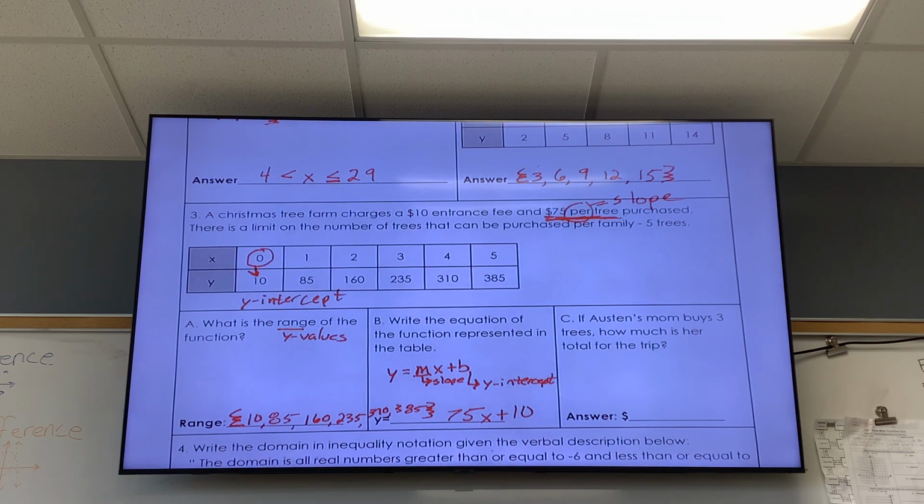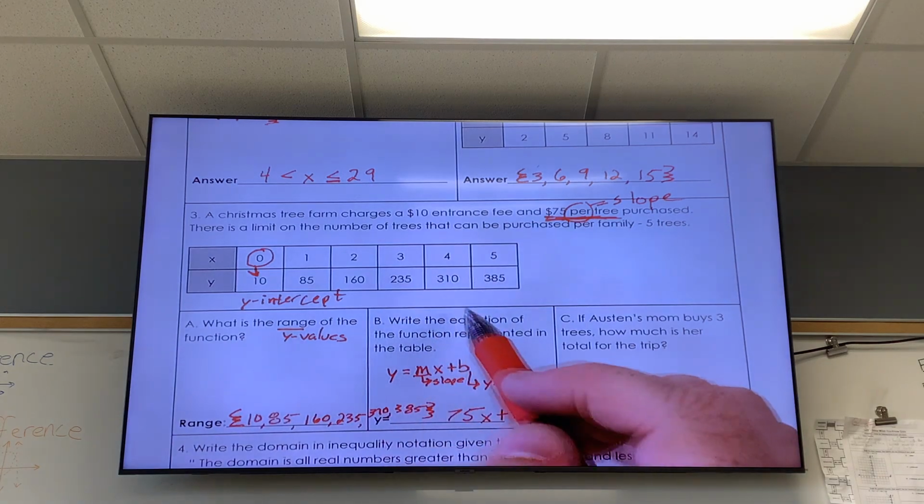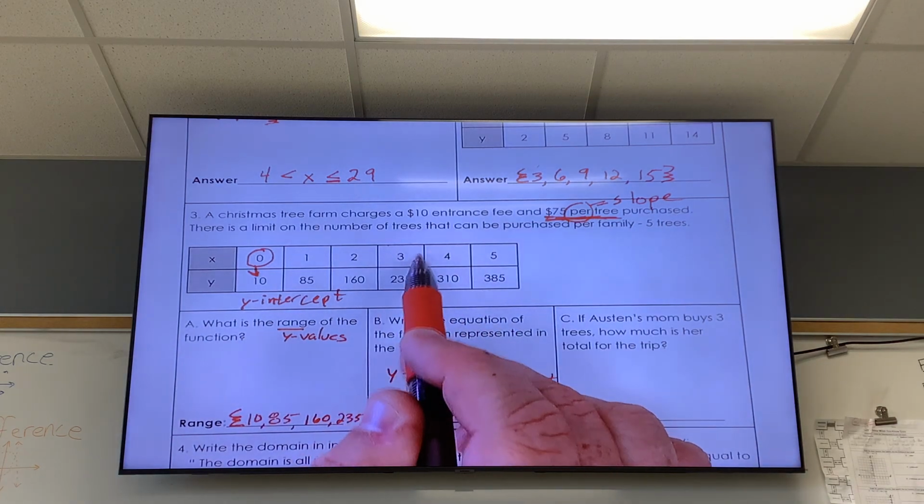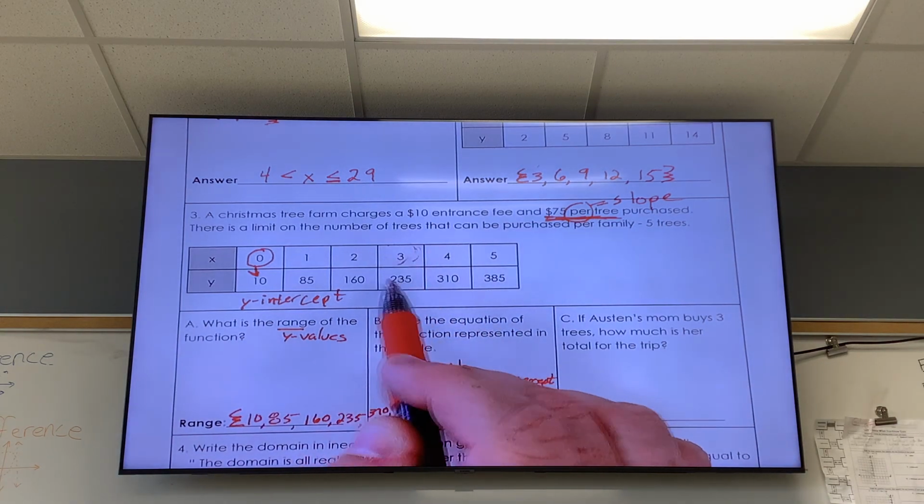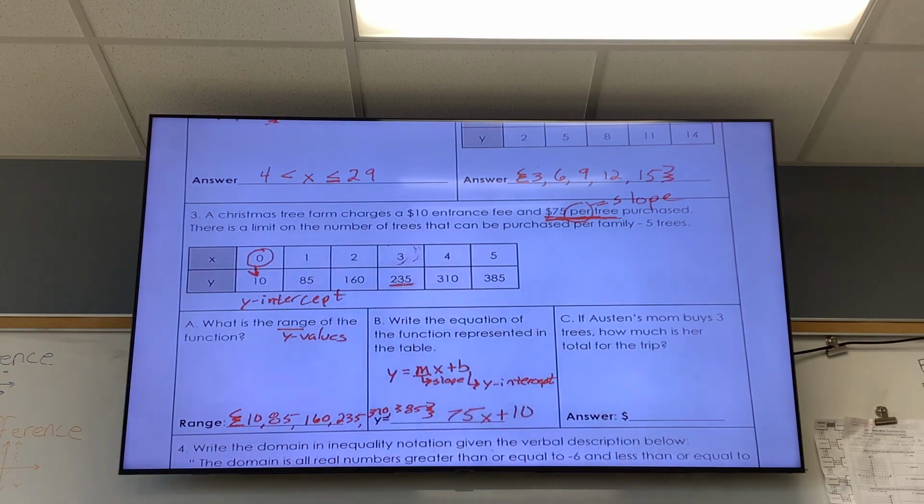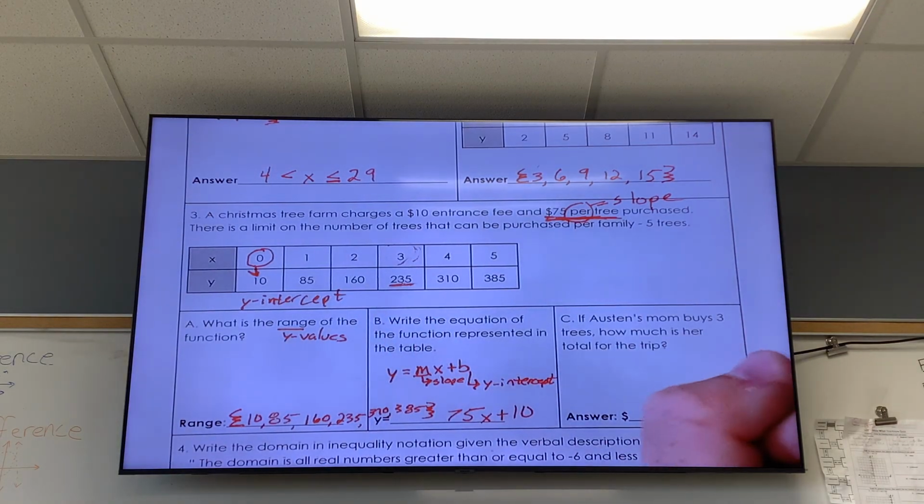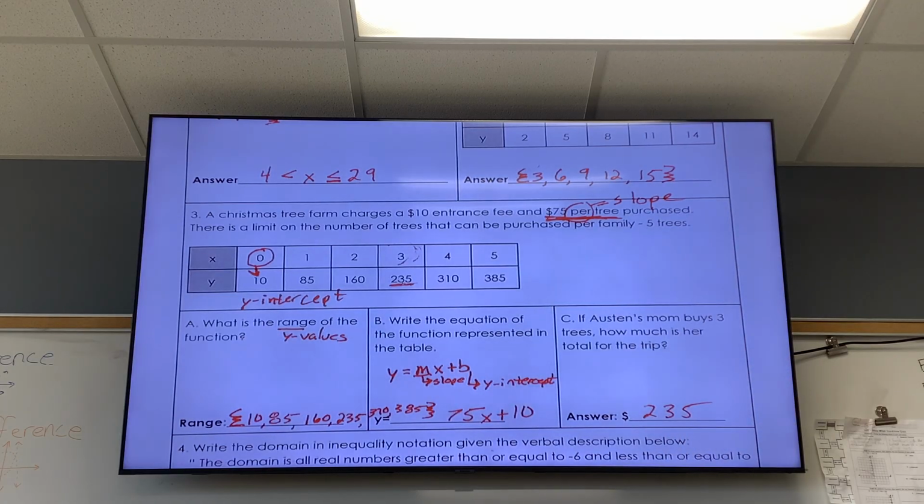Now it says if Austin's mom buys 3 trees, how much is her total for the trip? Well, the easiest way to do this is to look at our table. Since we have a value of 3 trees, all we have to do is write this number right here. So this is going to be $235.